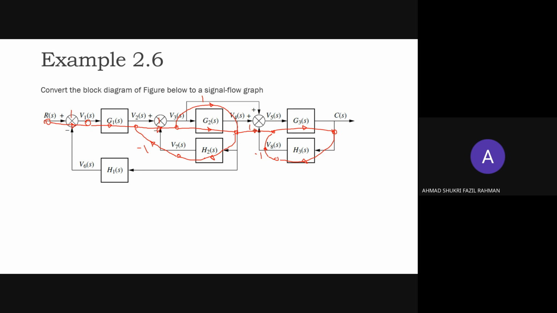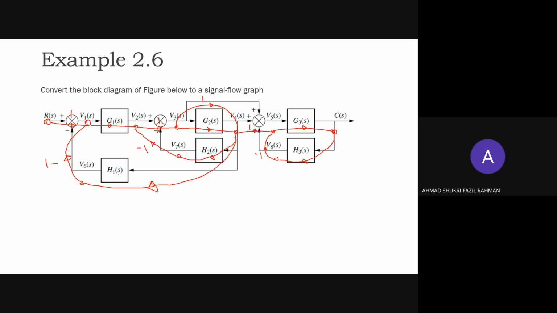And then we also have this one. V4 goes to H1. This one is actually H1, and then this is V6. V6 then goes back to V1. Again, this one is negative, -1. So in the end, this is the form.